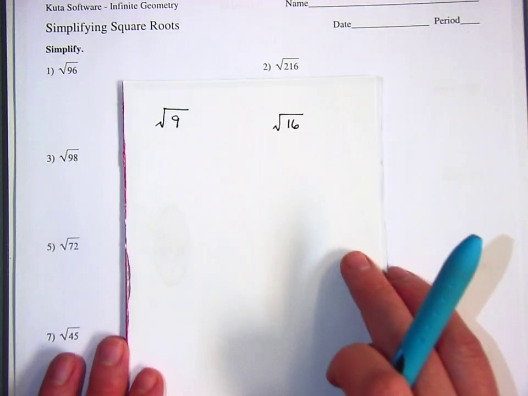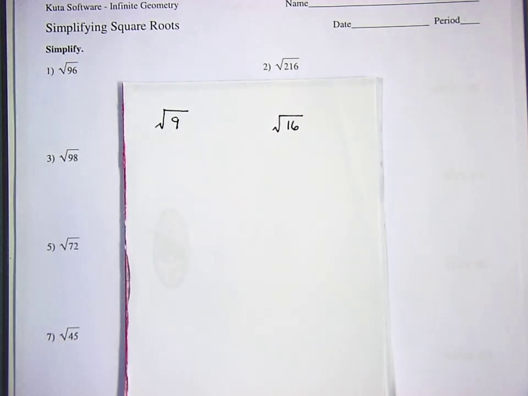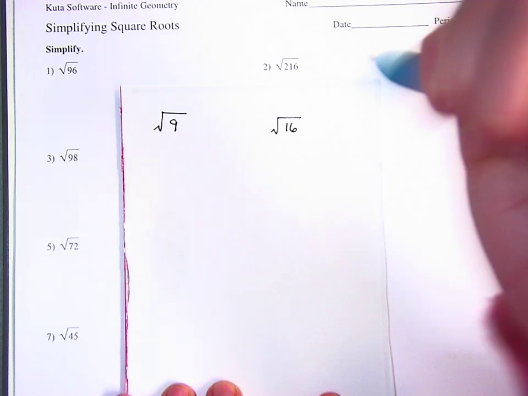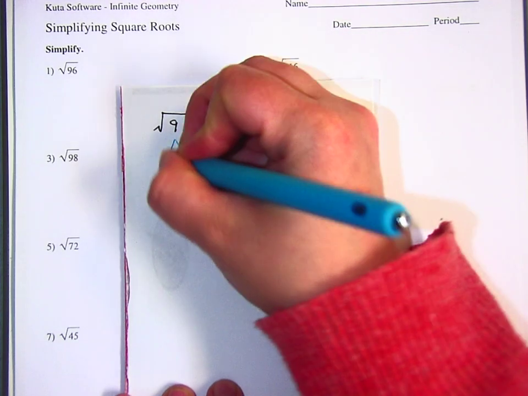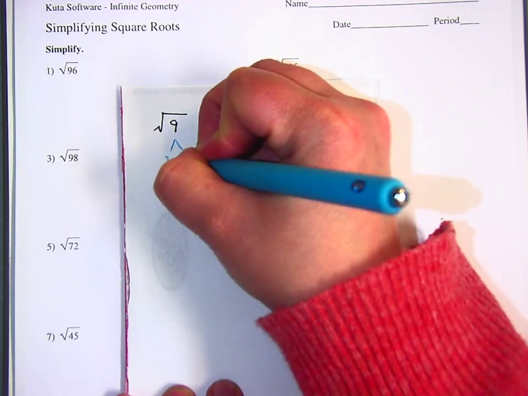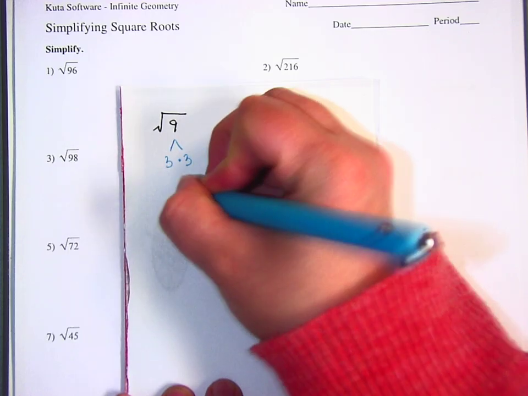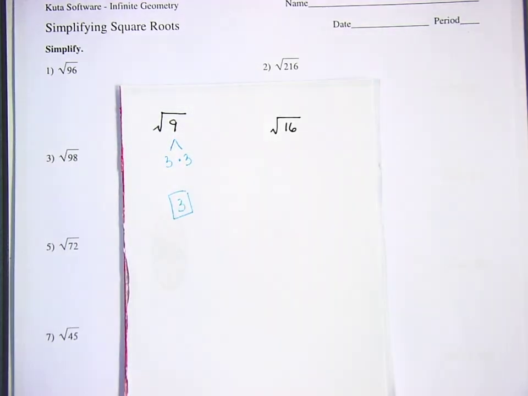I want to talk about these real quick. Just as a reminder, a square root is the opposite of squaring something. Because 3 squared is 9, the square root of 9 is 3 times 3, which is 3. So the square root of 9 is 3 because 3 times 3 equals 9.